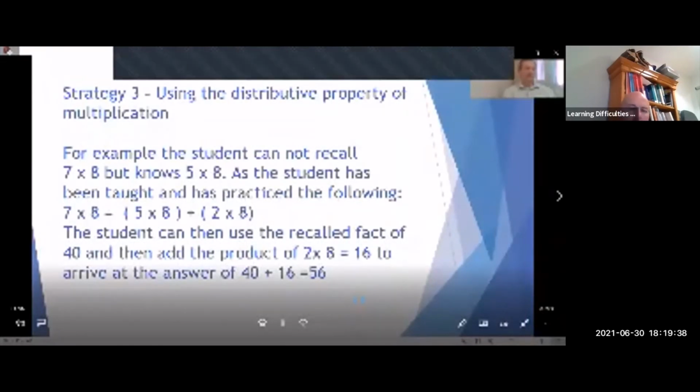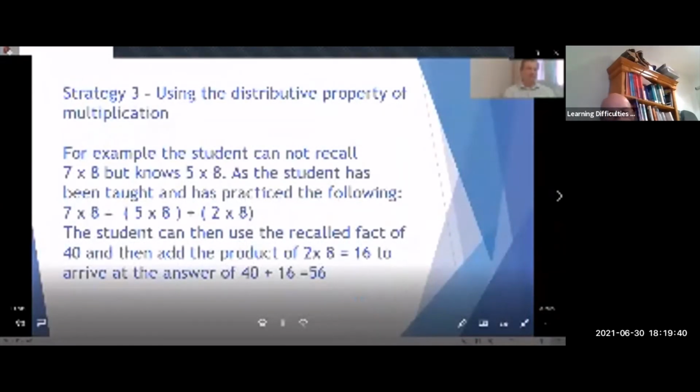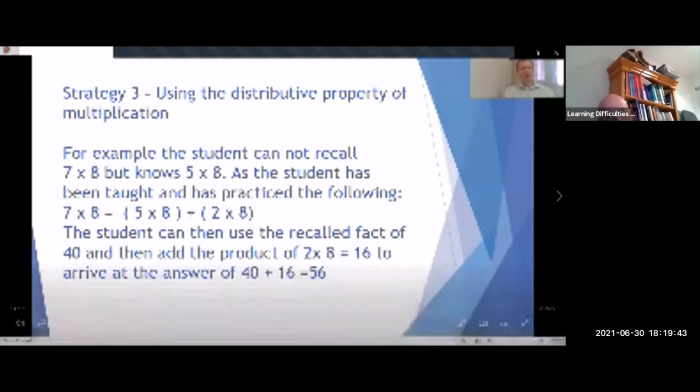And sometimes the students will use repeated addition for the 2 times 8, which is fine because actually the cognitive load is less than adding all those numbers using repeated addition.